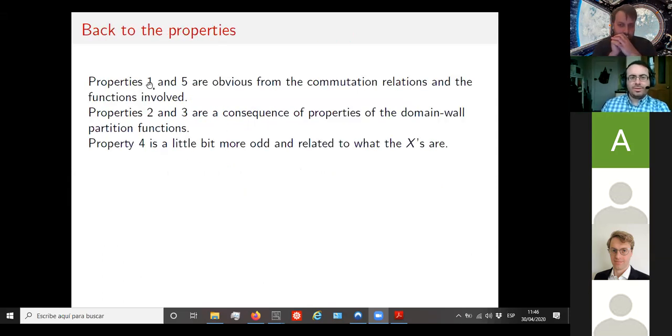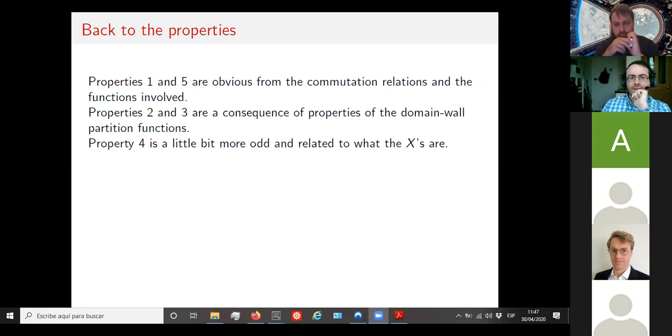So at the end, properties 1 and 5 are more or less obvious from the form of the function, apart from the issues we are having with the axis. Properties 2 and 3 are consequences of these recurrence relations. Property 4 is a bit odd and depends on what these x are. So maybe I'm going to skip that.